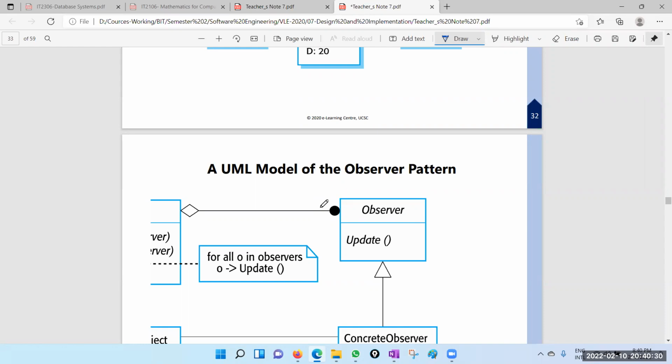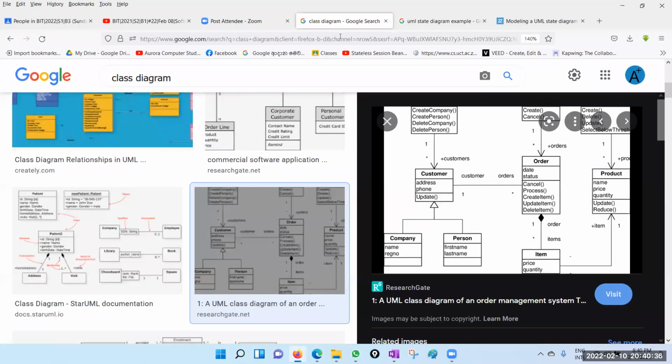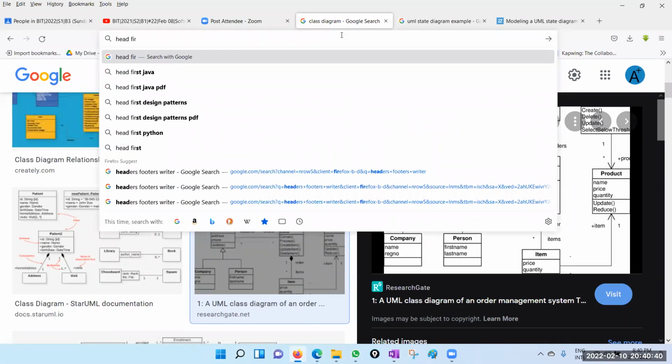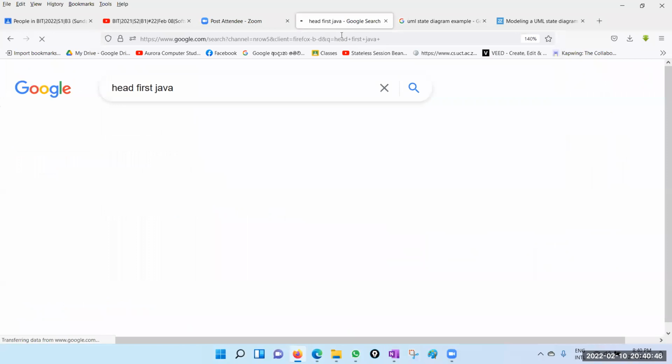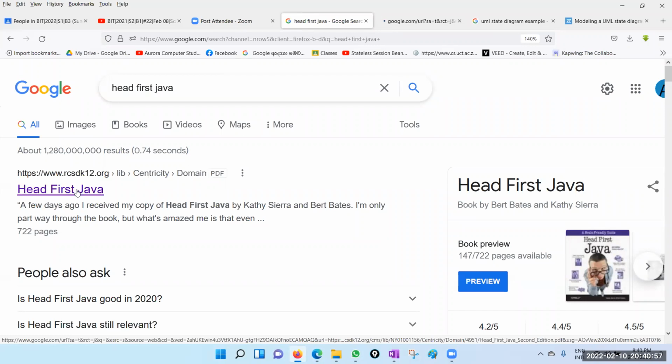If you are really interested in learning design patterns by yourself, there's a really good book. Remember, I recommended Head First Java for Java programming and learning object-oriented concepts. It's a really good book, and it's about 20 years old now. Still, for me, that is the best book.